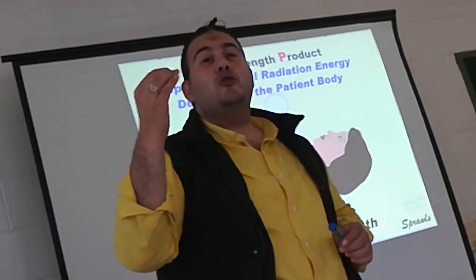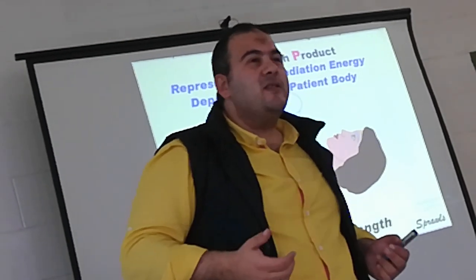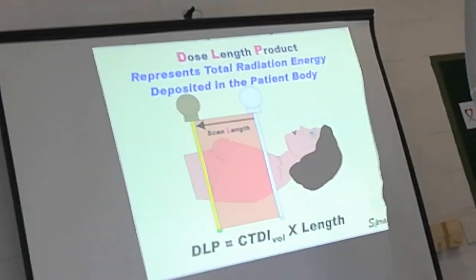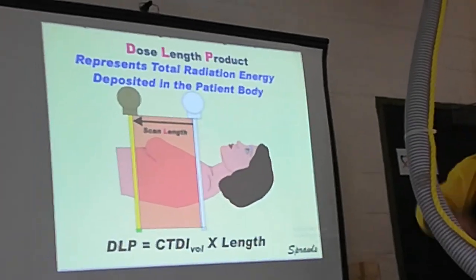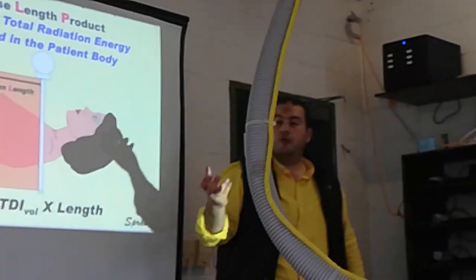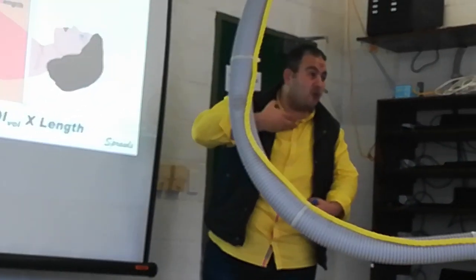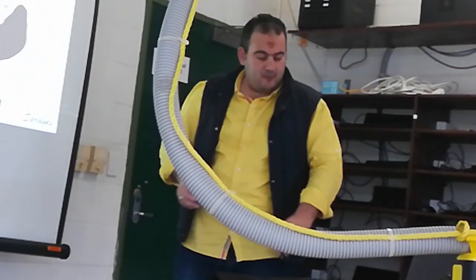The tissue weighting factor is related to the sensitivity of organs. When we scan a patient for CT chest, the sensitivity of the chest is different from abdomen or pelvis. So the sensitivity of organs to radiation is different. According to the tissue weighting factor, we can calculate the effective dose. If I want to calculate the effective dose of a patient, I have to multiply, according to the body organ which is exposed to radiation, the conversion factor times DLP. You can find the DLP, and you can find the conversion factor, very easy.